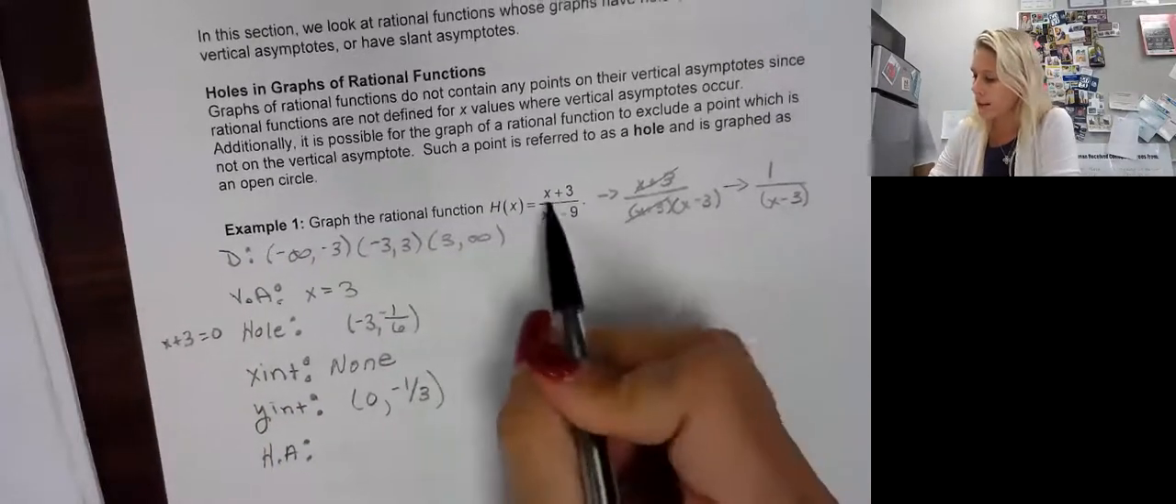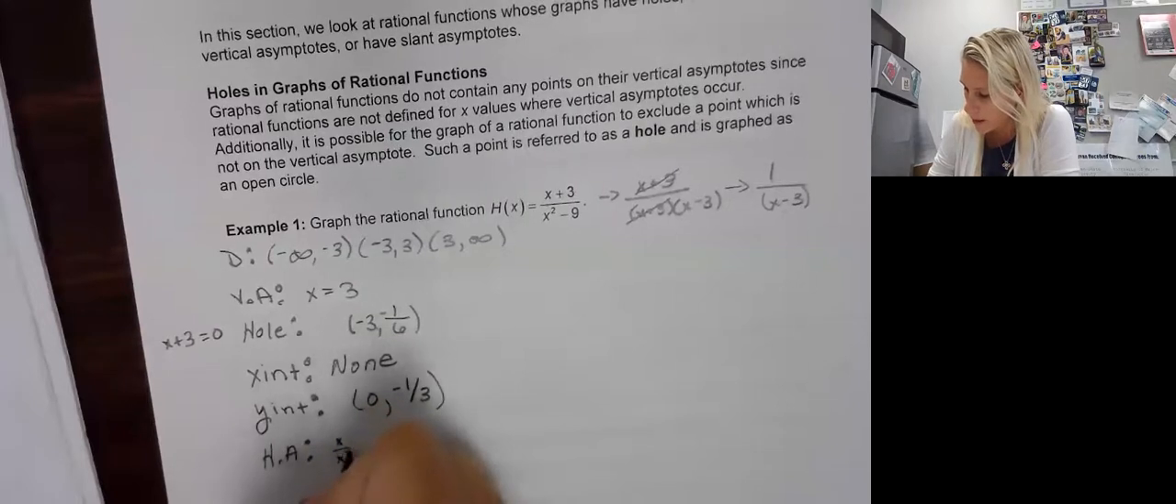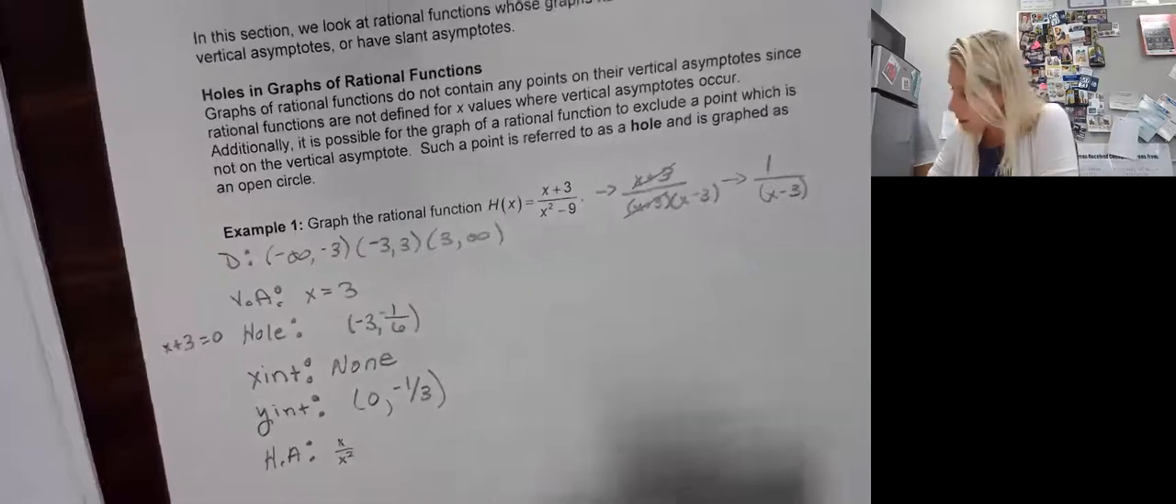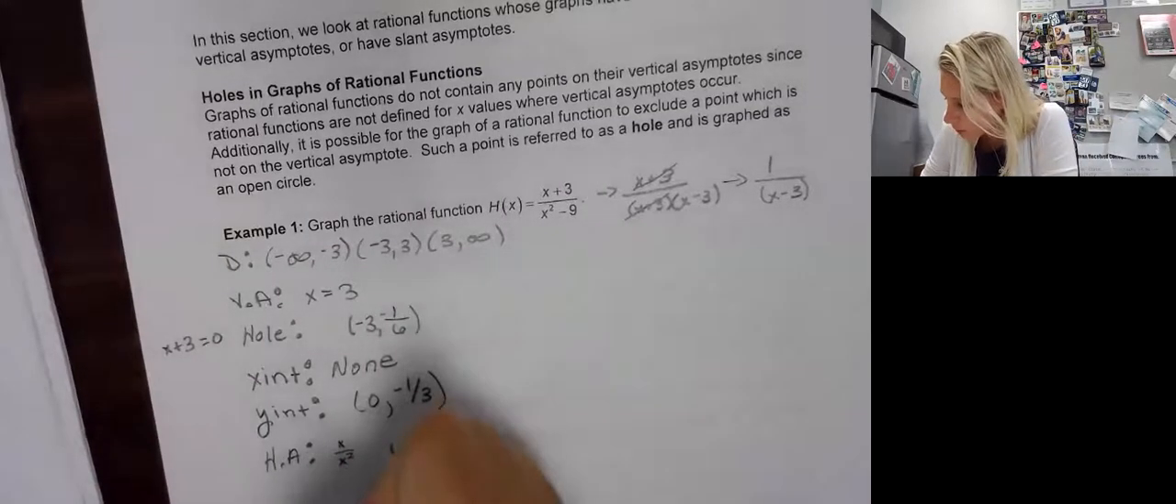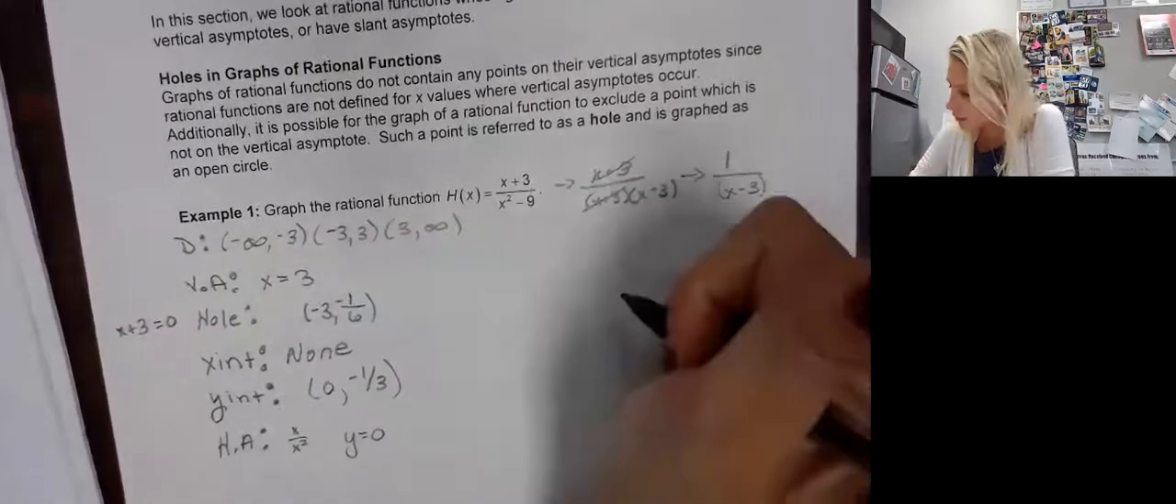Okay, now we also have to, just like in the last section, look at our horizontal asymptotes. And as you can see, we're looking at an x over an x squared, which means our bottom has a larger exponent. So we have a horizontal asymptote at y equals 0. And now we're able to graph.